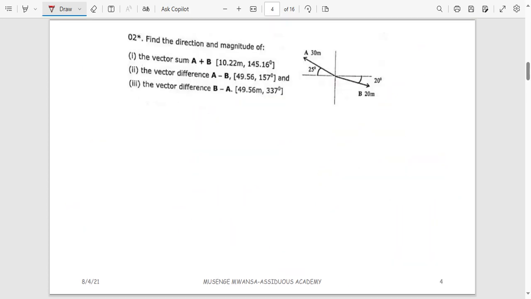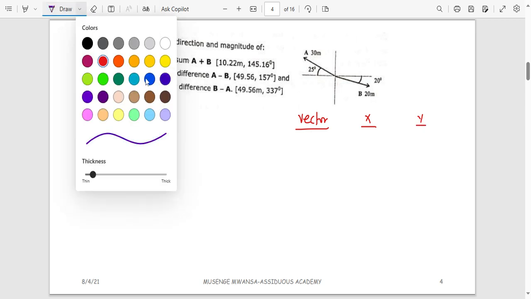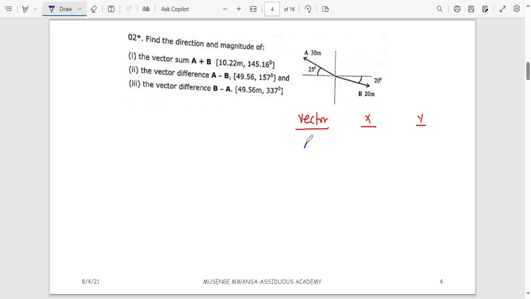Okay, let's continue with questions. We see if you are getting it. They've told us to find the direction and the magnitude of the vector sum if you add A plus B. And they've given us this is vector A, this is vector B. So I want to find the sum. You know what you do for this one? I've told you guys already, for every vector that you deal with, first write the vector, and then write the x component, and then write the y component. As simple as that.